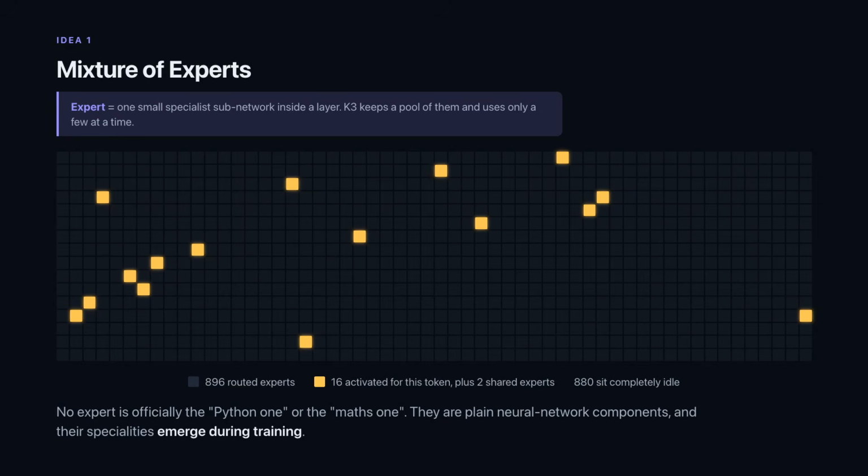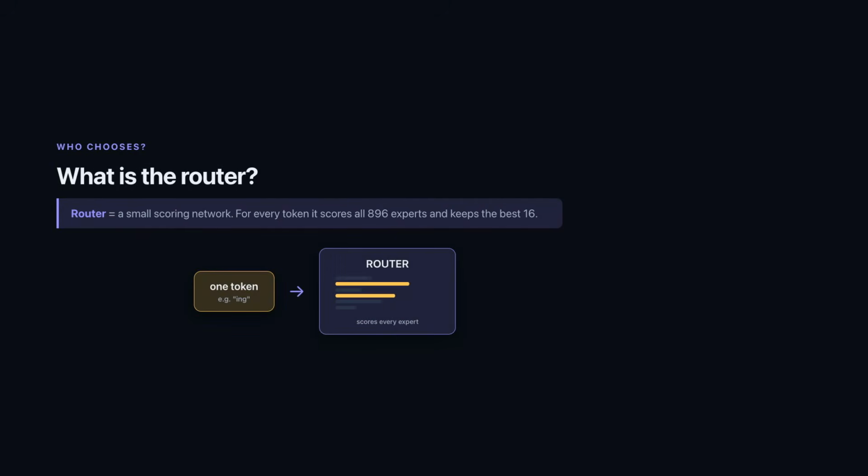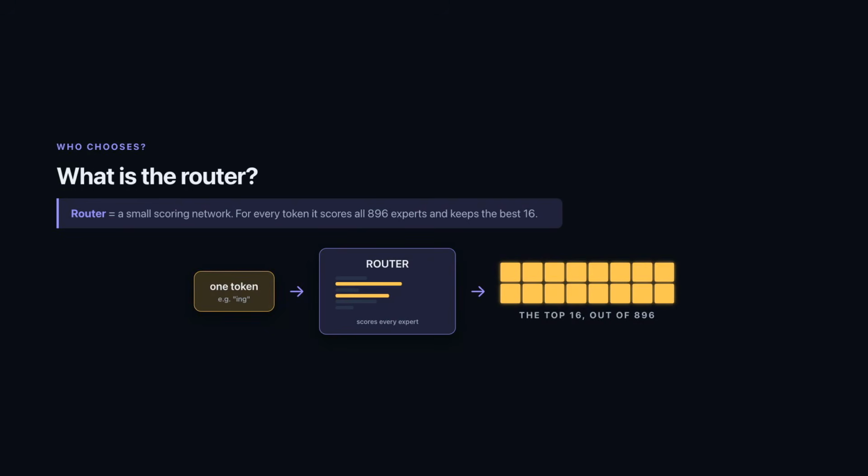One important clarification. When we say expert, don't picture an official Python expert or a maths expert. These are simply specialized neural network components, and their specialization emerges during training. Nobody assigns it. So who decides which experts should process a token? A component called the router. Think of the router as a traffic controller. For each token, it scores all 896 experts and works out which ones look most appropriate right now. Then it sends that token through just the top 16.